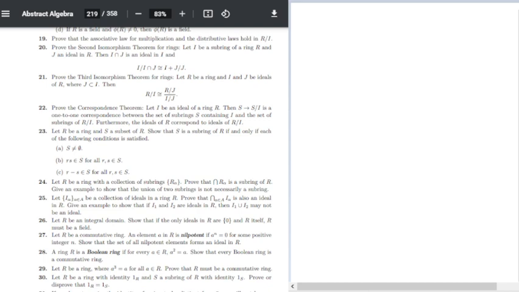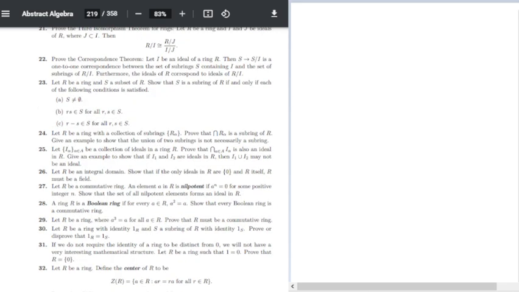Alright, so let R be a ring and S be a subset of R. Show that S is a subring of R if and only if the following conditions are satisfied. So, this is obvious. It must not be vacuous. This is like just the closure operations. So, suppose S is not equal to the empty set. R's S is in S and R minus S is in S.